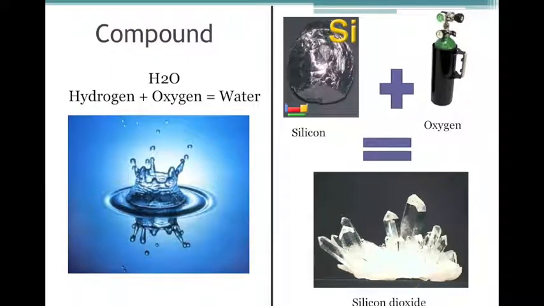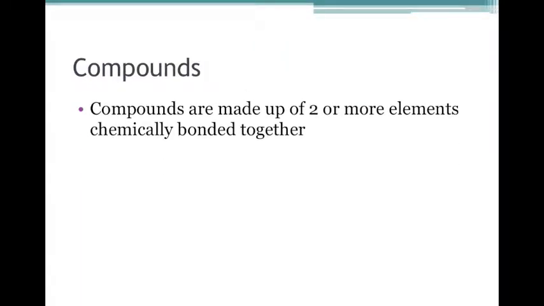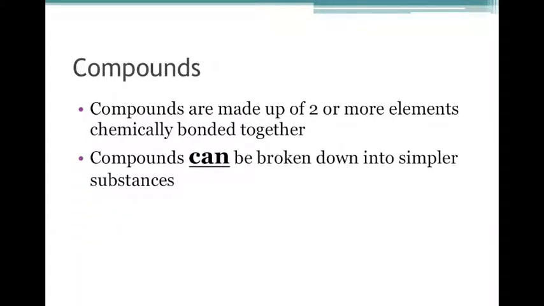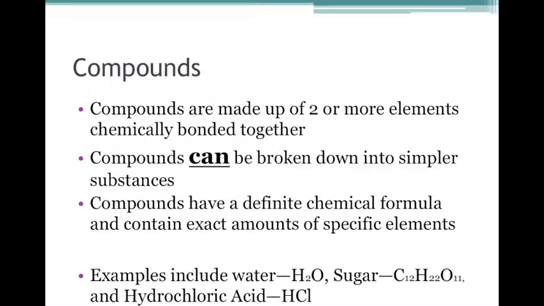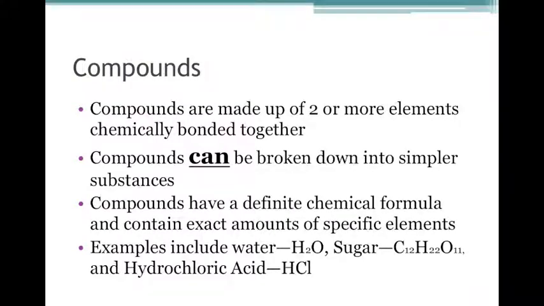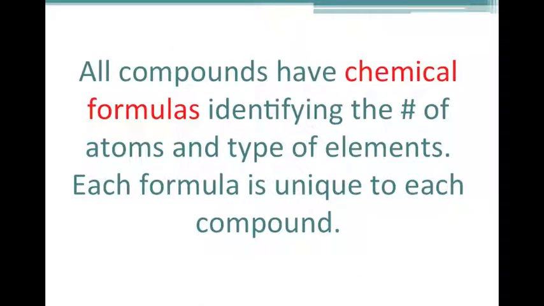Next, we have a compound, which is when you put elements together. So compounds are made up of two or more elements chemically bonded together. Compounds can be broken down into simpler substances. Compounds have a definite chemical formula. An example would be H2O, which is water. So all compounds have a chemical formula identifying the number of atoms and type of elements. Each formula is unique to each compound.